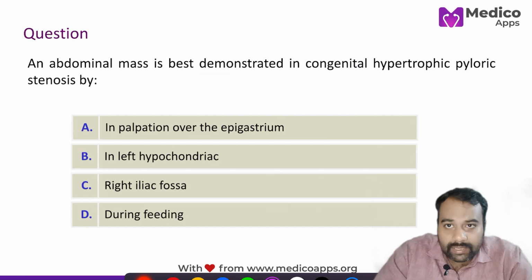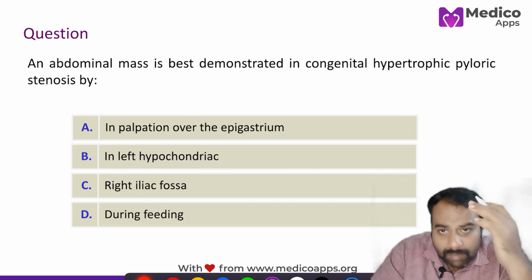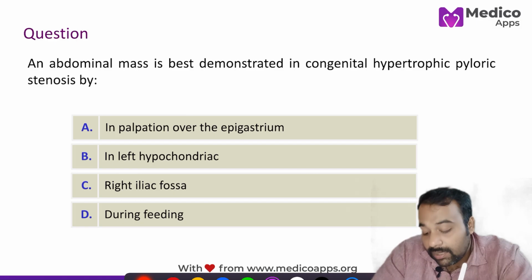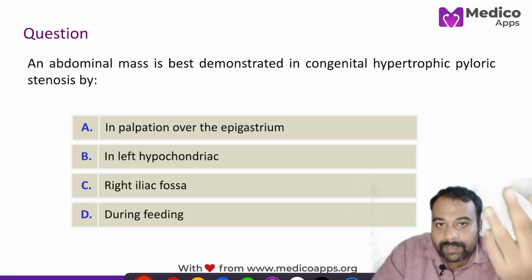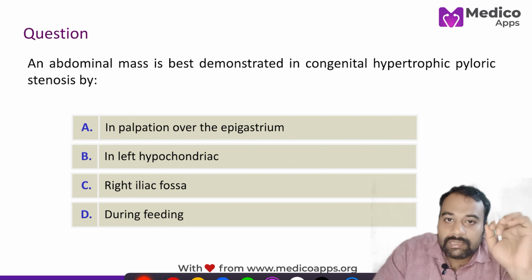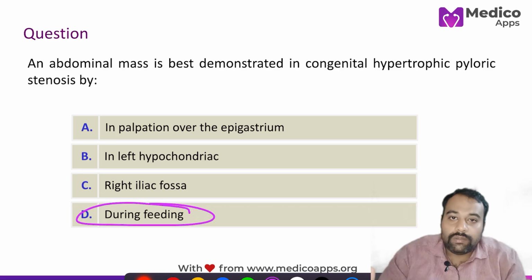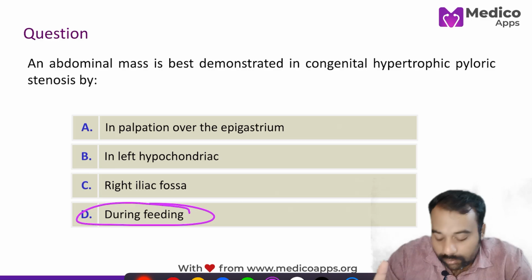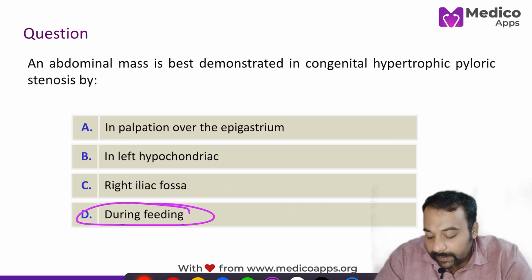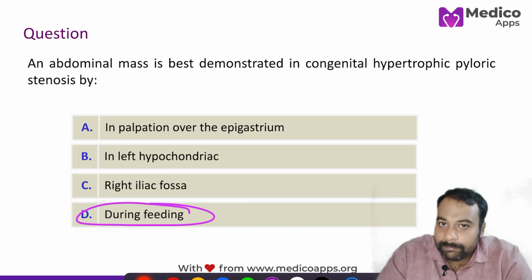Now let's see the question again. The question asks about an abdominal mass that is best demonstrated in congenital hypertrophic pyloric stenosis by, and obviously it is best demonstrated after test feeding or during feeding. So your answer would simply be option D. Just try to search for the words during feeding among the options. There is no need to look at the other options here. Are you able to get my point? Yes.